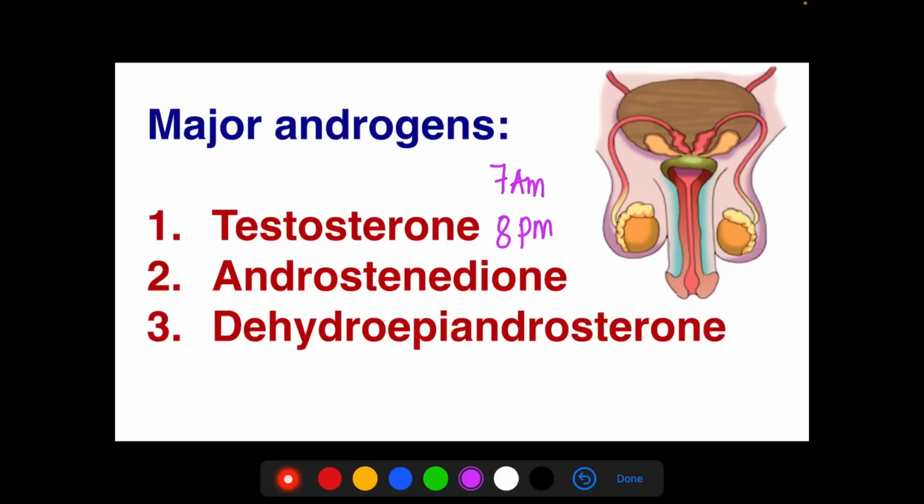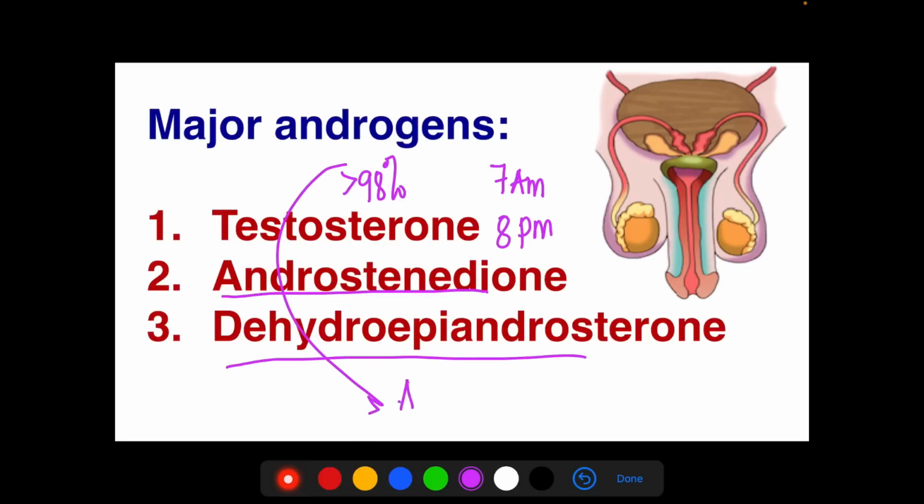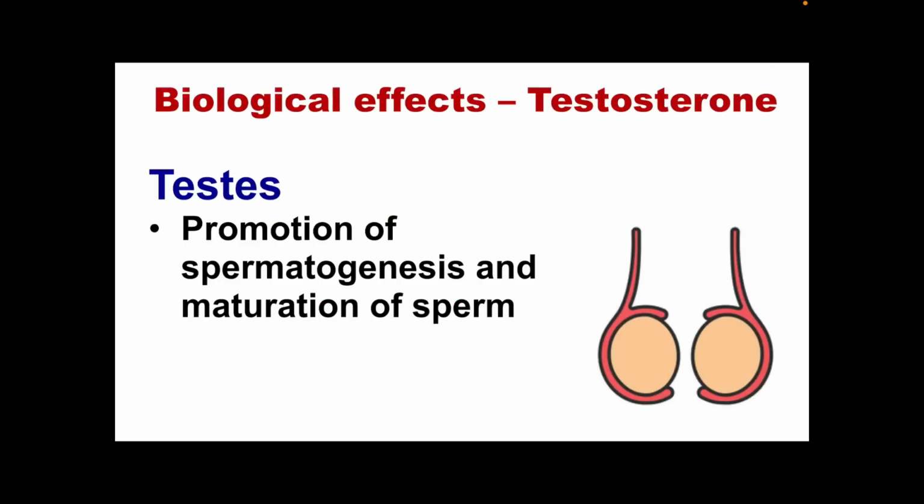Only low amounts of androstenedione and dihydroepiandrosterone are synthesized, and both of these steroids have weak biochemical activity. The vast majority of testosterone, greater than 98%, circulates bound to either albumin or sex hormone binding globulin. Now, let us have the biological effects of testosterone.